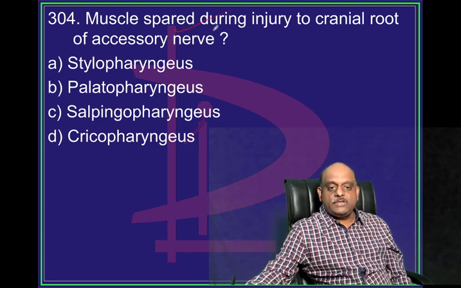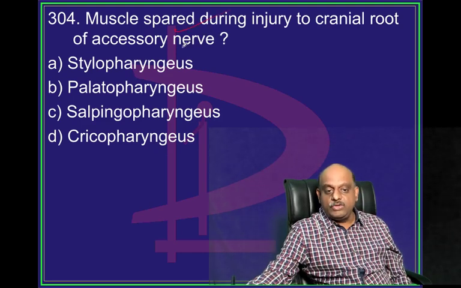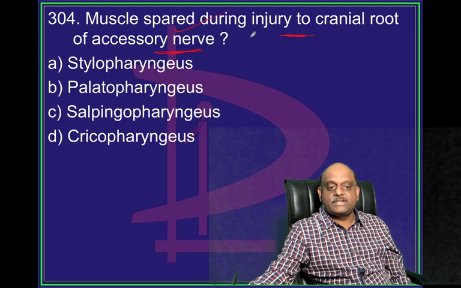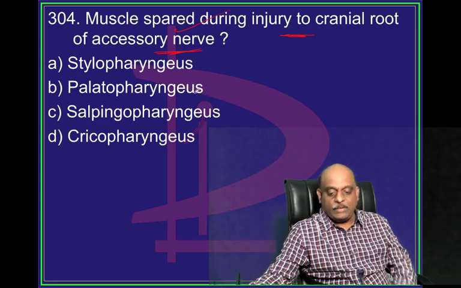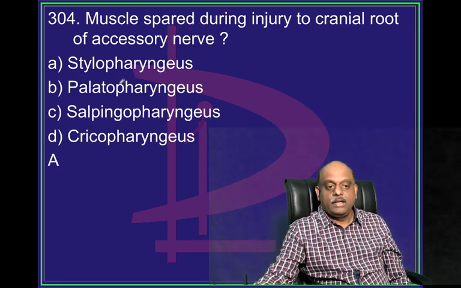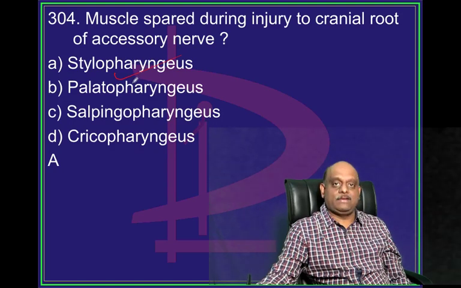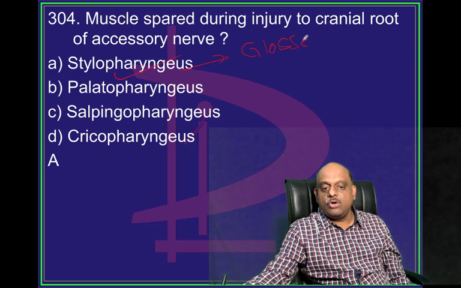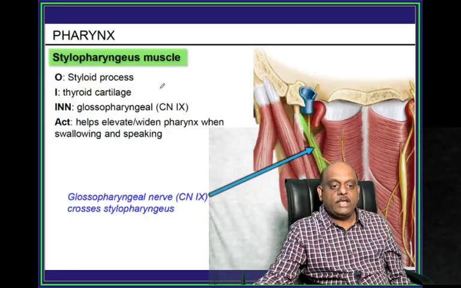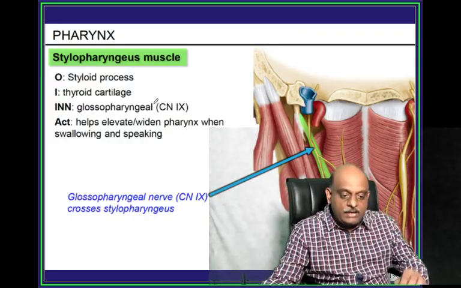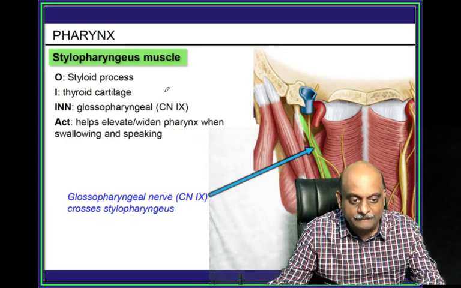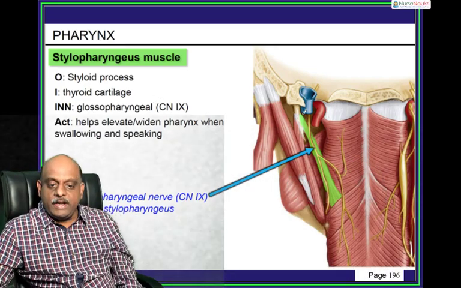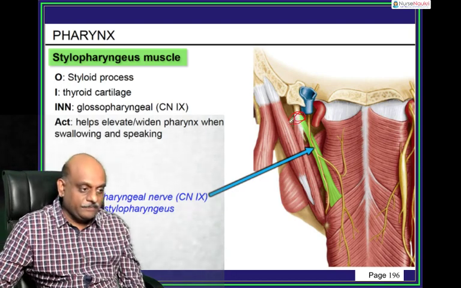So, the muscle which is being spared during injury to the cranial root of the accessory nerve is which one? So, stylopharyngeus is the one, because stylopharyngeus is supplied by the glossopharyngeal nerve. Glossopharyngeal nerve is what you need to remember. So, what is the story of stylopharyngeus? It originates from the styloid process.